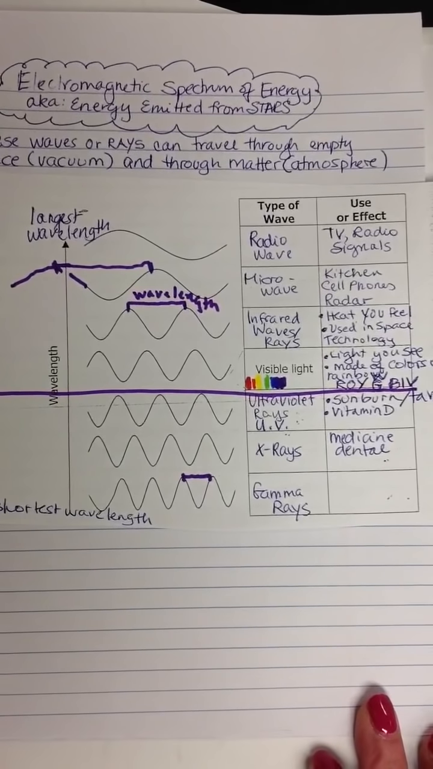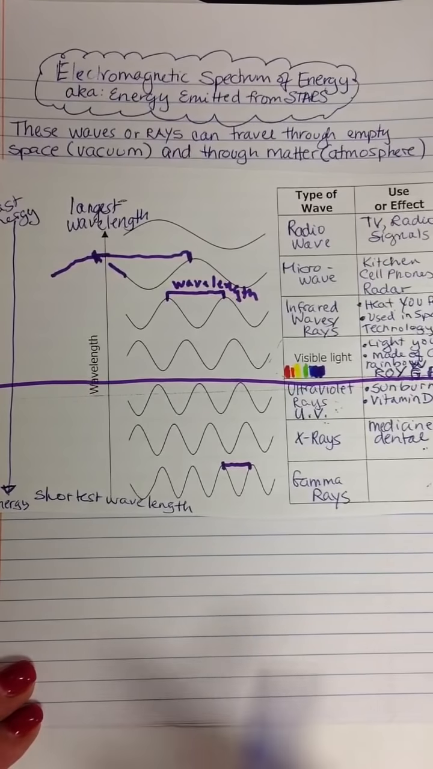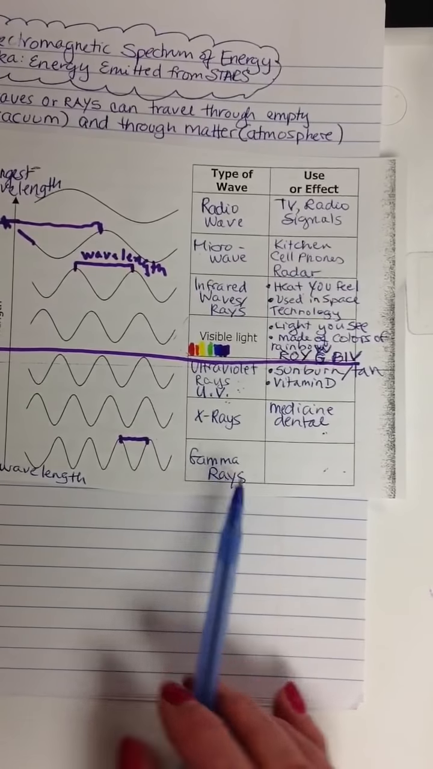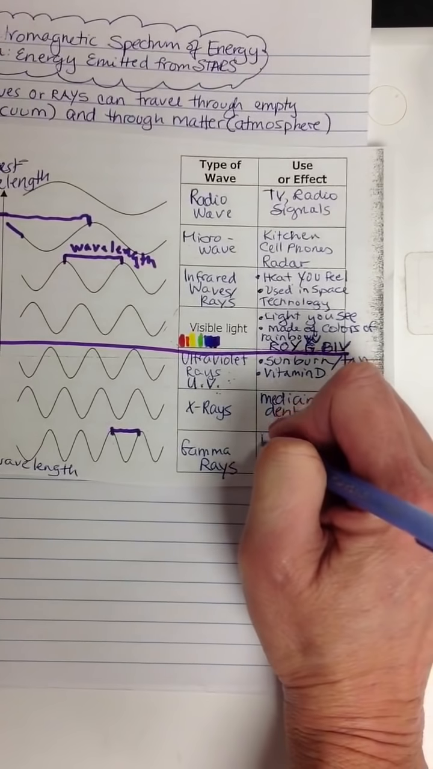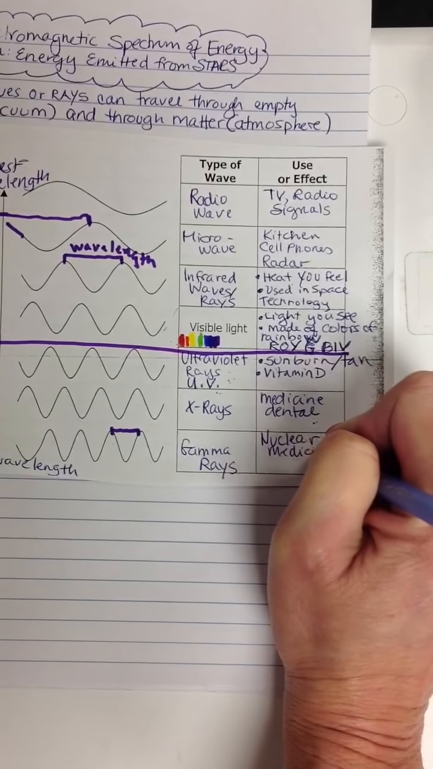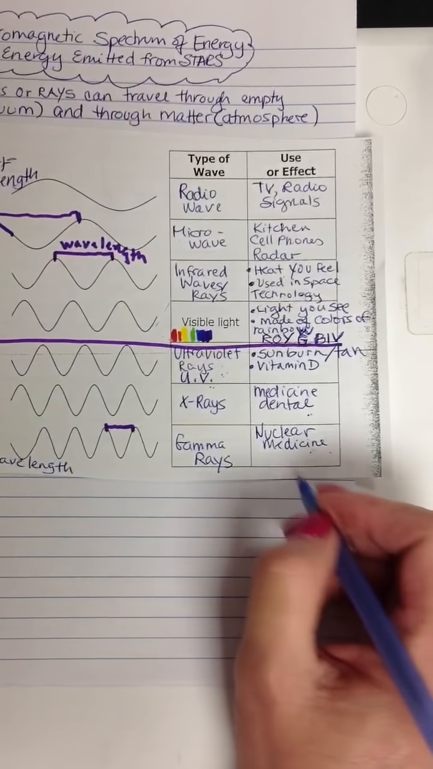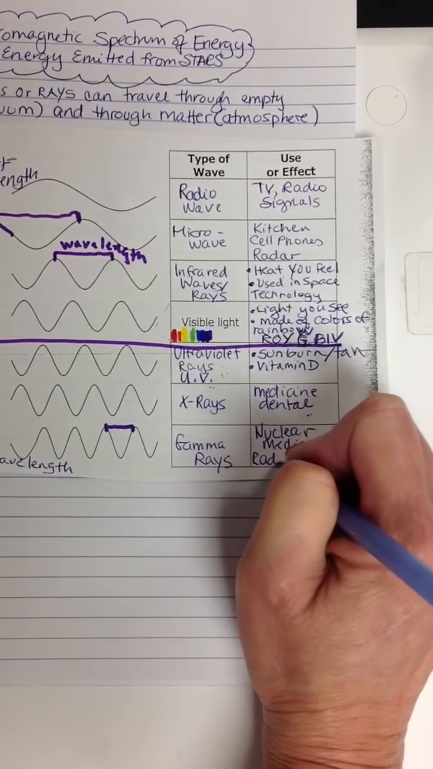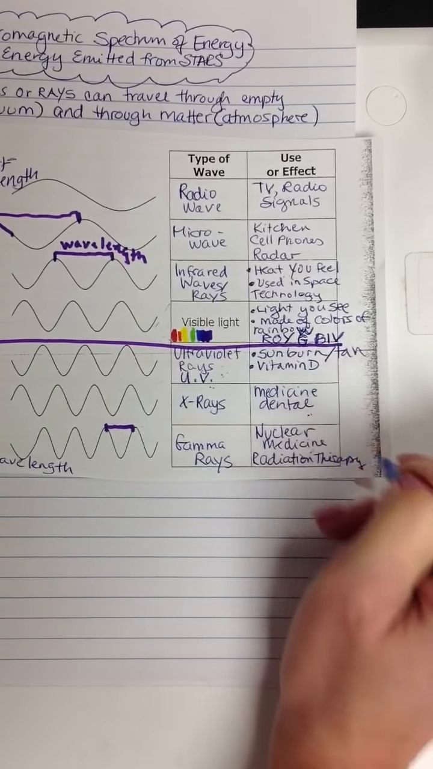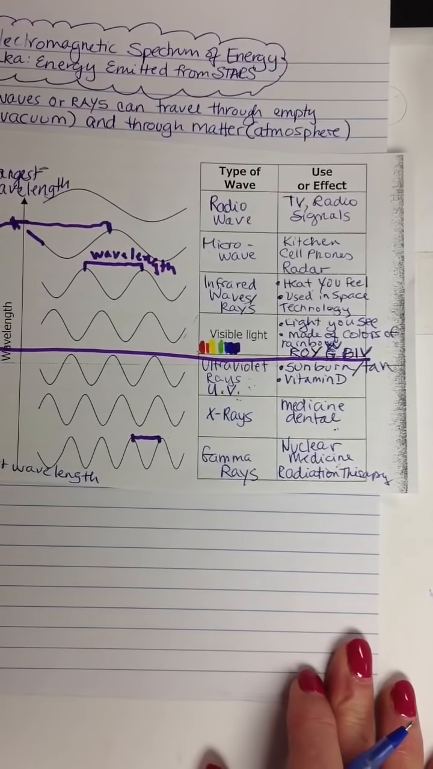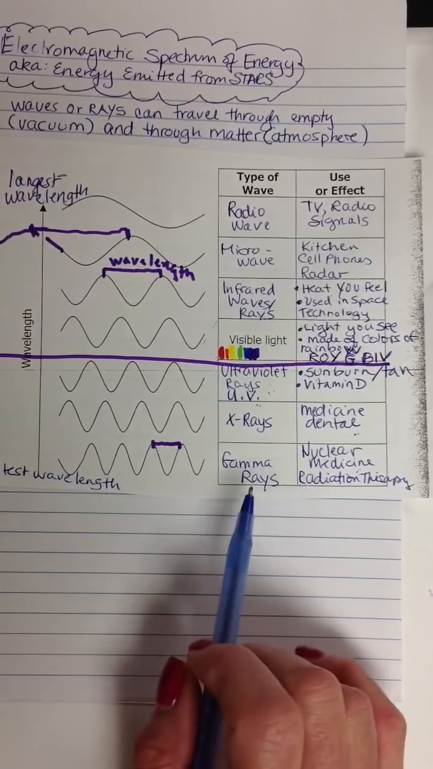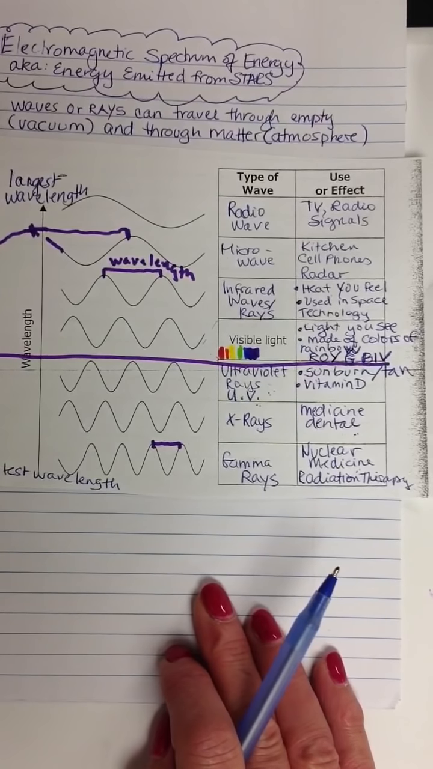Alright, let's move on to gamma rays. Gamma rays have a very, very short wavelength, but they have the highest amount of energy, and they are the most dangerous to life. These are, however, used in an area of nuclear medicine. So if you've ever heard of a cancer patient getting radiation therapy, this is what they're getting. It can be used to accurately pinpoint an area of cancer, and that small area gets radiated with gamma rays until hopefully it shrinks that tumor.